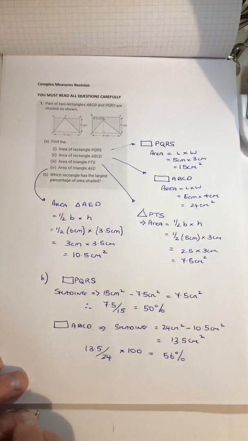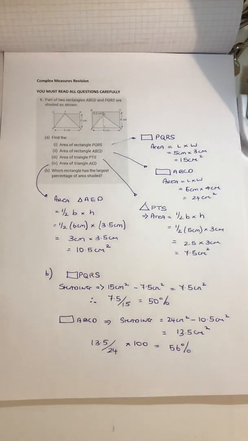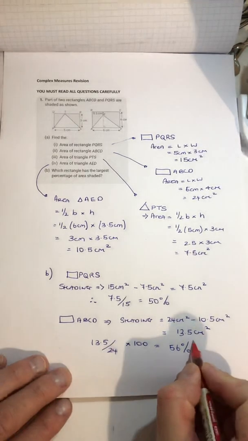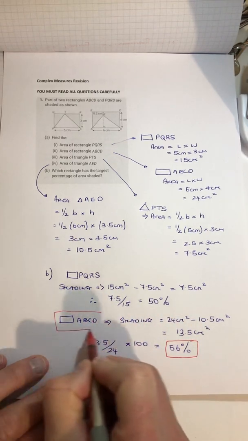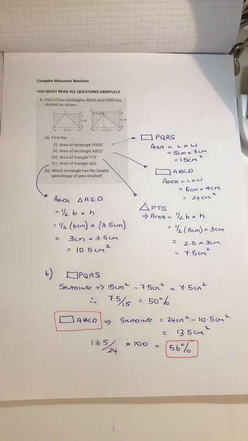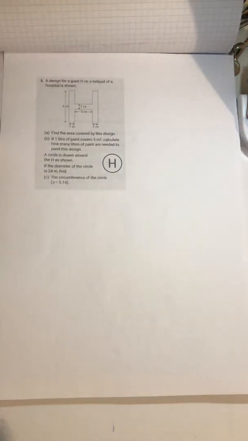So which rectangle has the largest shaded area? Well, the largest shaded area is here, so that's rectangle ABCD. Okay, that's question 1. Now for question 5.